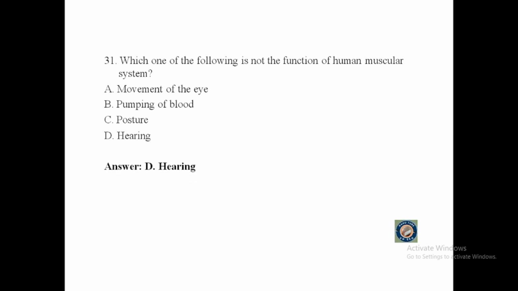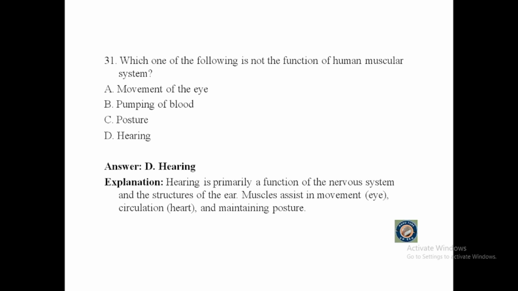If you say hearing, that's right, because hearing is primarily a function of the nervous system and the structures of the ear. Muscles assist in movement, which is eye, circulation, which is heart, and maintaining posture.